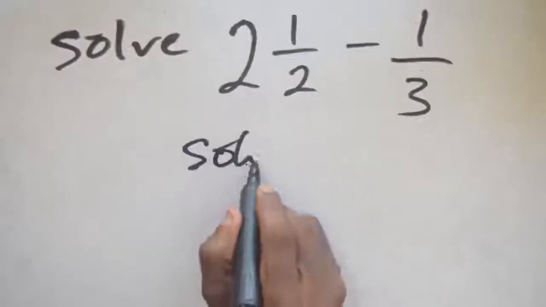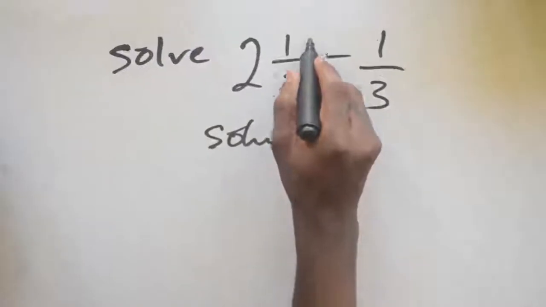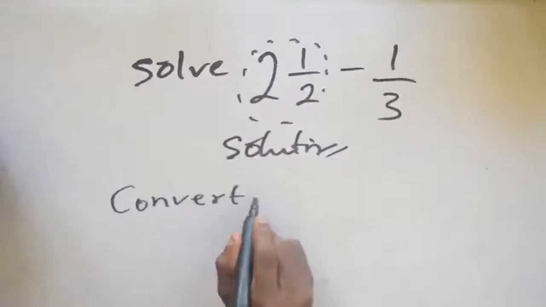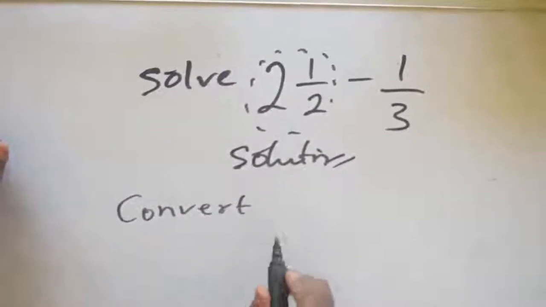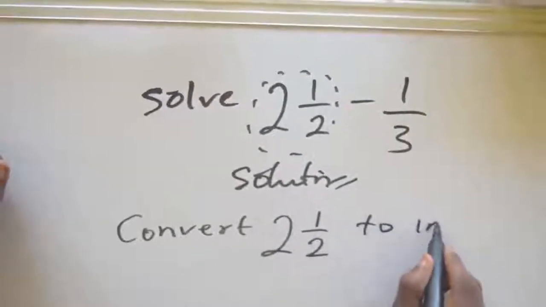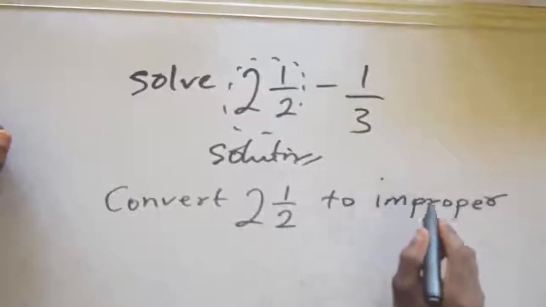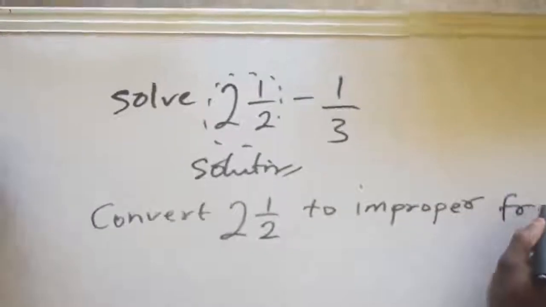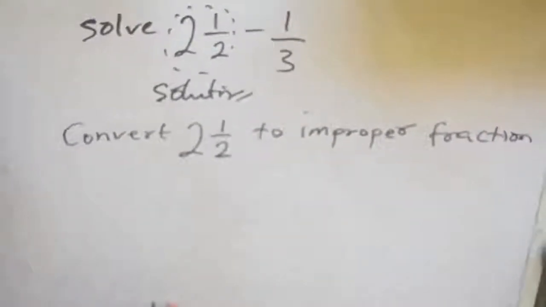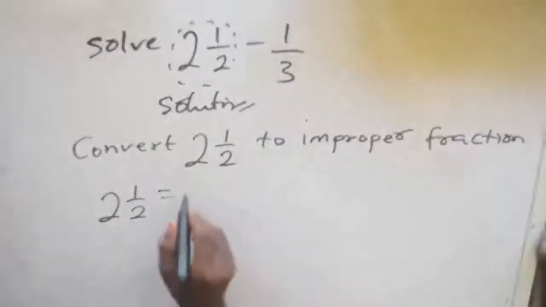The solution to this problem is, the first thing, go and tackle this guy. Convert. It is a must. You must convert every mixed fraction to an improper fraction. That is the first thing you do. If you have a mixed fraction there, convert it to an improper fraction. Without it, your answer will be wrong. So this guy, when you convert 2 whole number 1 over 2 to an improper fraction, it will be 5 over 2.